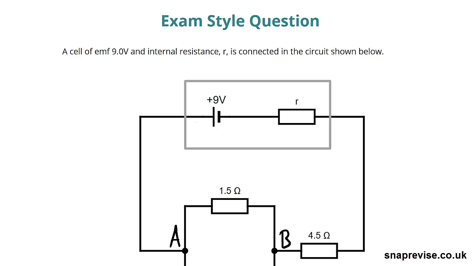So in this exam style question, we're told that a cell of EMF 9 volts and internal resistance R is connected in the circuit shown below. So that's this circuit here.